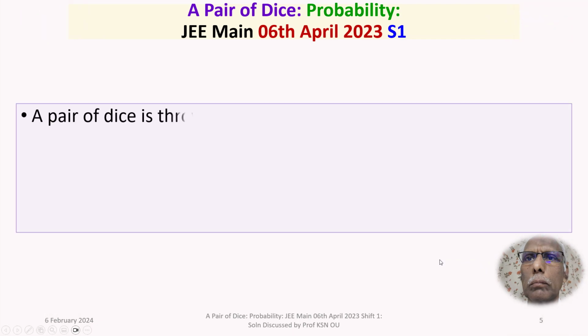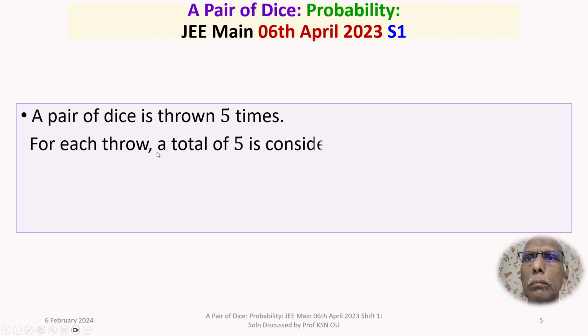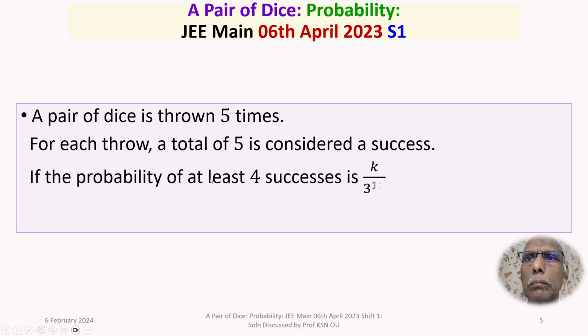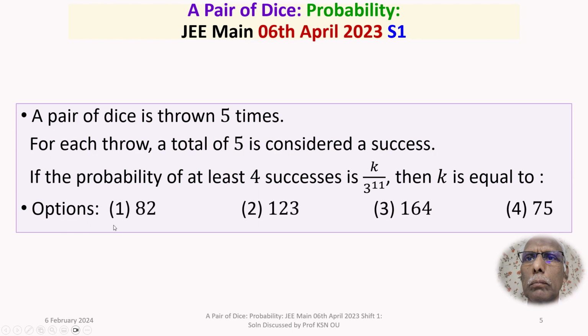The given question is: a pair of dice is thrown 5 times. For each throw, a total of 5 is considered a success. If the probability of at least 4 successes is k by 3 power 11, then k is equal to, we are given 4 options. Option 1, 82. Option 2, 123. Option 3, 164. Option 4, 75.